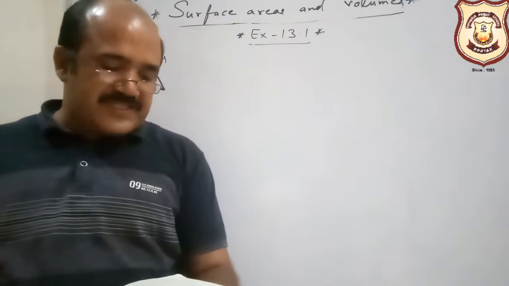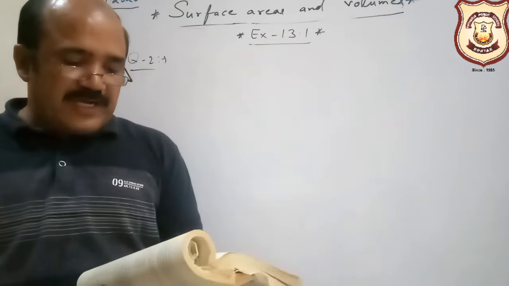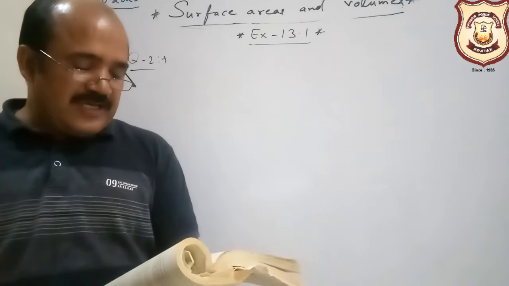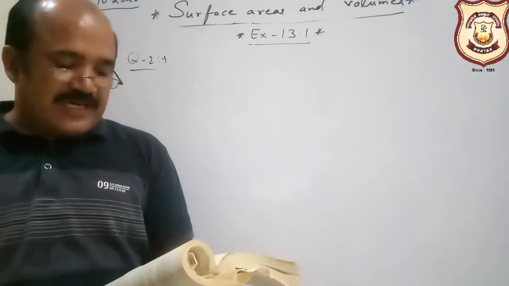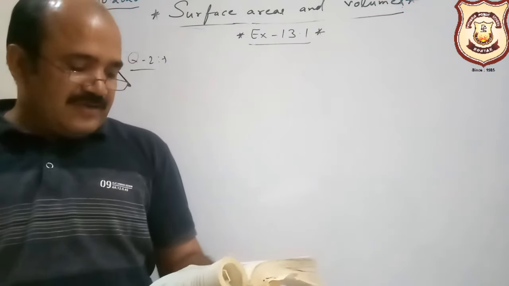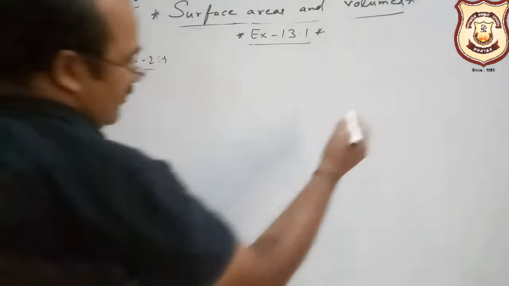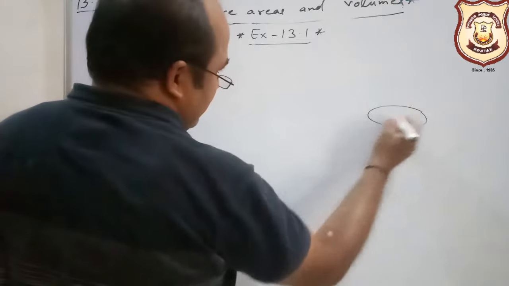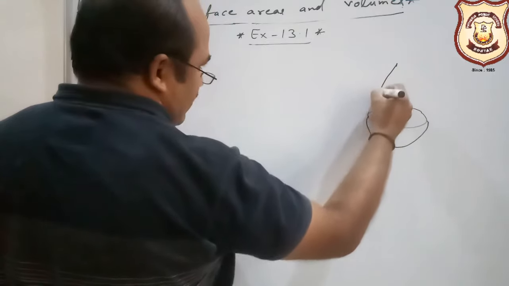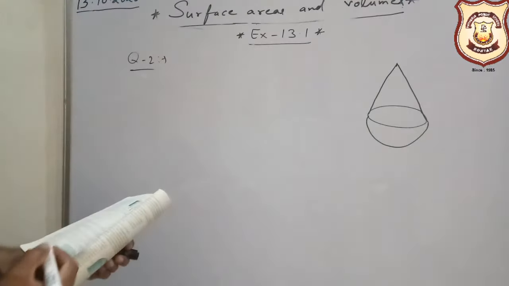Now see question number 2. A vessel is in the form of a hollow hemisphere mounted by a hollow cylinder. The diameter of the hemisphere is 14 centimeter and the total height of the vessel is 13 centimeter. Find the inner surface area of the vessel. So you can draw the figure like this, a hemisphere here and a cone like this.